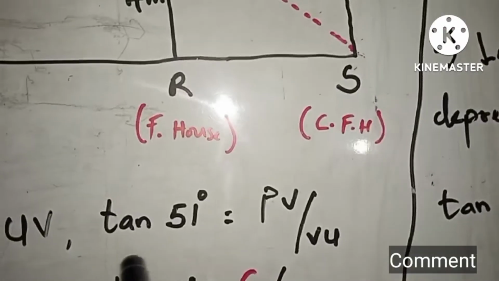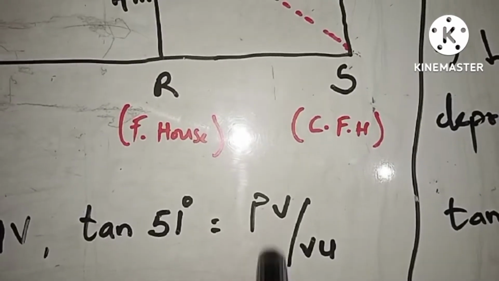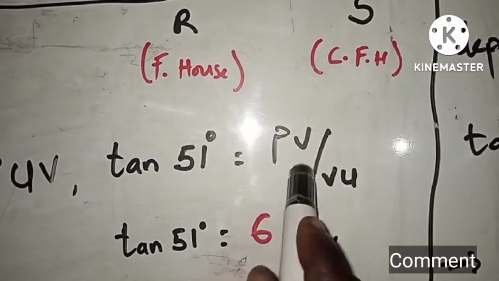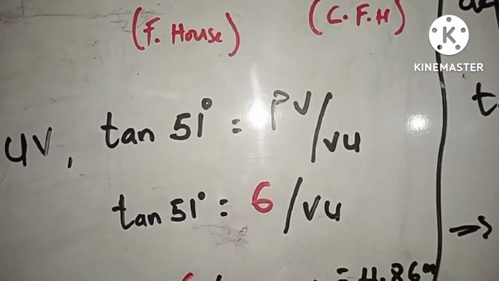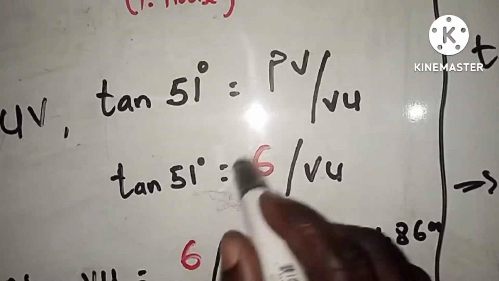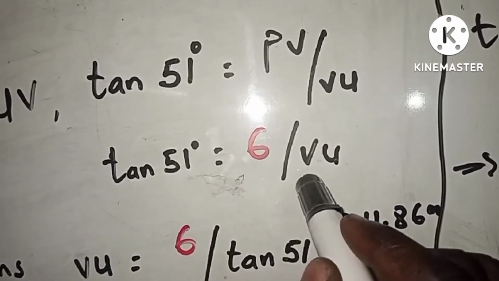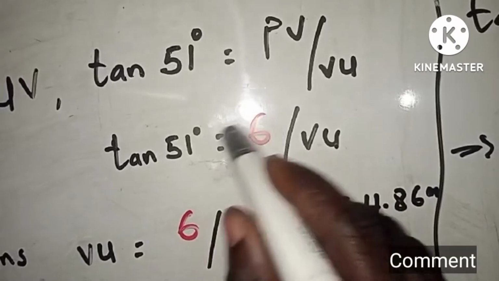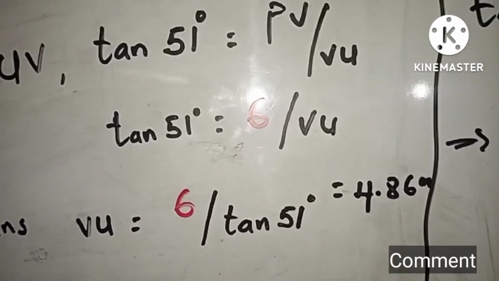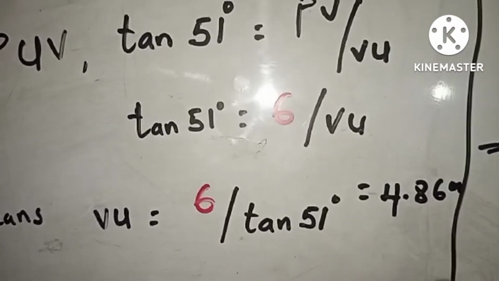Now, tan 51 is equal to PV divided by what? UV. So we know that this PV is 6 meters. So tan 51 is equal to 6 meters divided by UV. It's okay, just manipulate this. So you do the cross multiply. This guy will multiply that and then divided by what? Tan 51. If you don't know how to do this, just make sure that you comment that below.